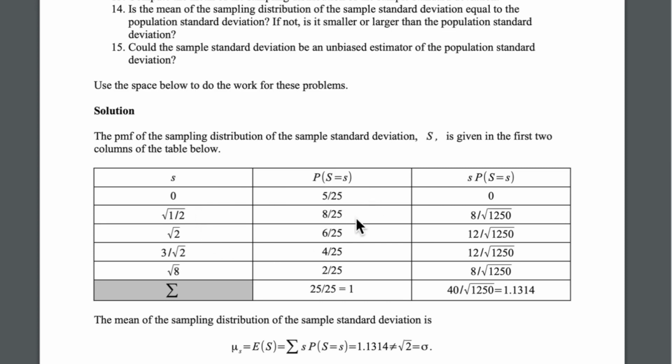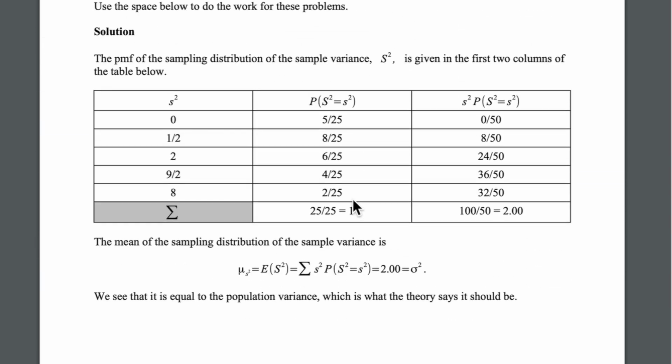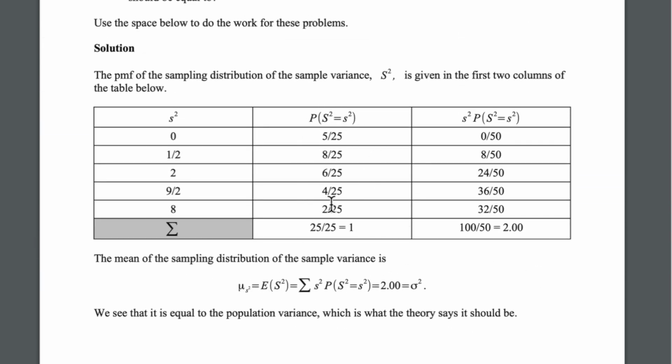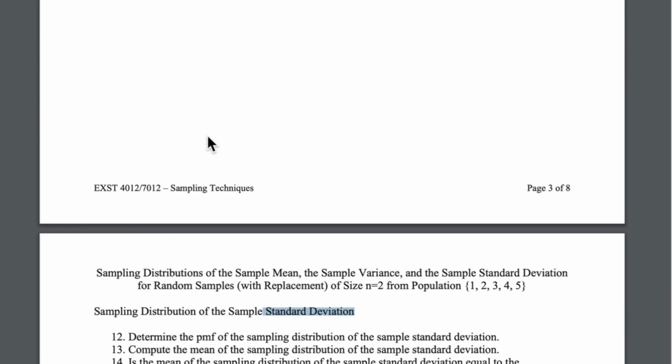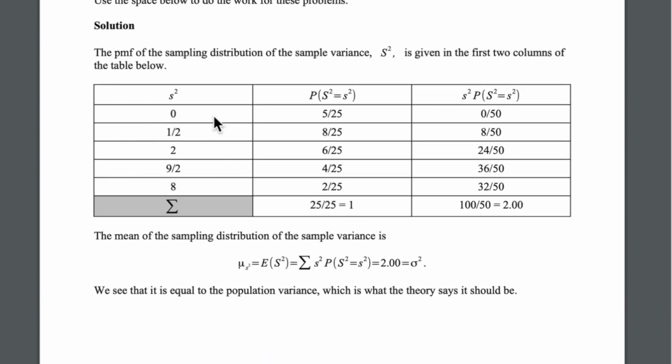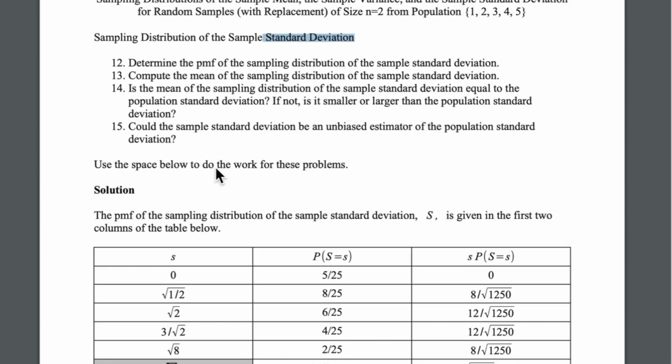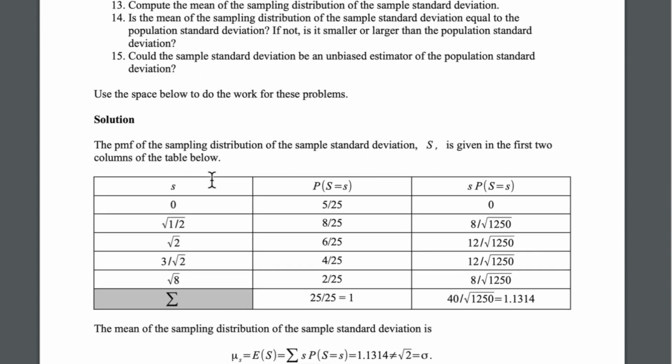And notice that these probabilities are the same probabilities that we had for the sample variance, because the sample standard deviation is just the square root of the sample variance. And so the values in the sample space here are just the square root of the values in the sample space for the sample variance. Okay, so the first two columns give us the PMF for the sampling distribution of the sample standard deviation.